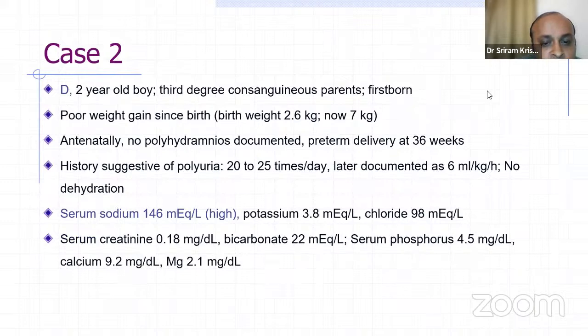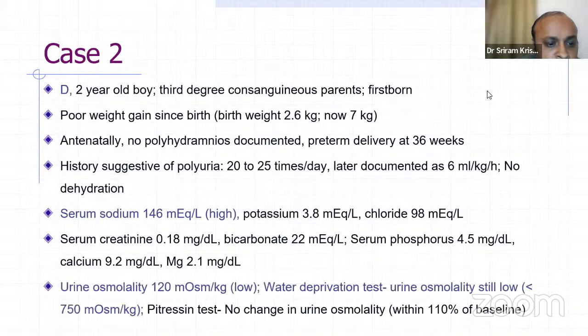The creatinine was normal. The bicarbonate was 22, normal. The phosphorus, calcium, and magnesium also normal. So at this juncture, because there was polyuria along with hypernatremia and the serum osmolality was very high, we suspected that it is actually a nephrogenic diabetes insipidus, and the urine osmolality was done, which was found to be very low. It was only 120, and a water deprivation test was done, which showed urine osmolality to be still low.